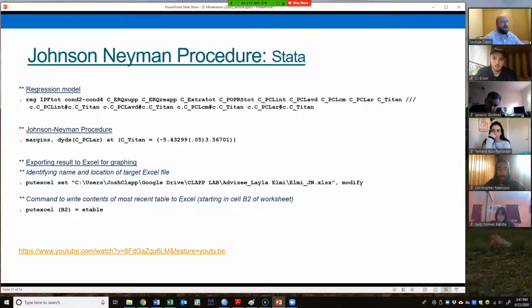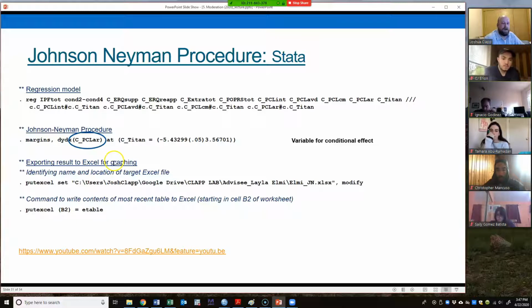Okay. So again, you can use PROCESS, and we'll talk about PROCESS. You can use PROCESS to coax out Johnson-Neyman plots. It requires some work, but you can get it done. In Stata, it ends up being pretty straightforward. Here is your regression model in longhand, or actually shorthand with what we've done here. Layla just had a lot of variables in this model.